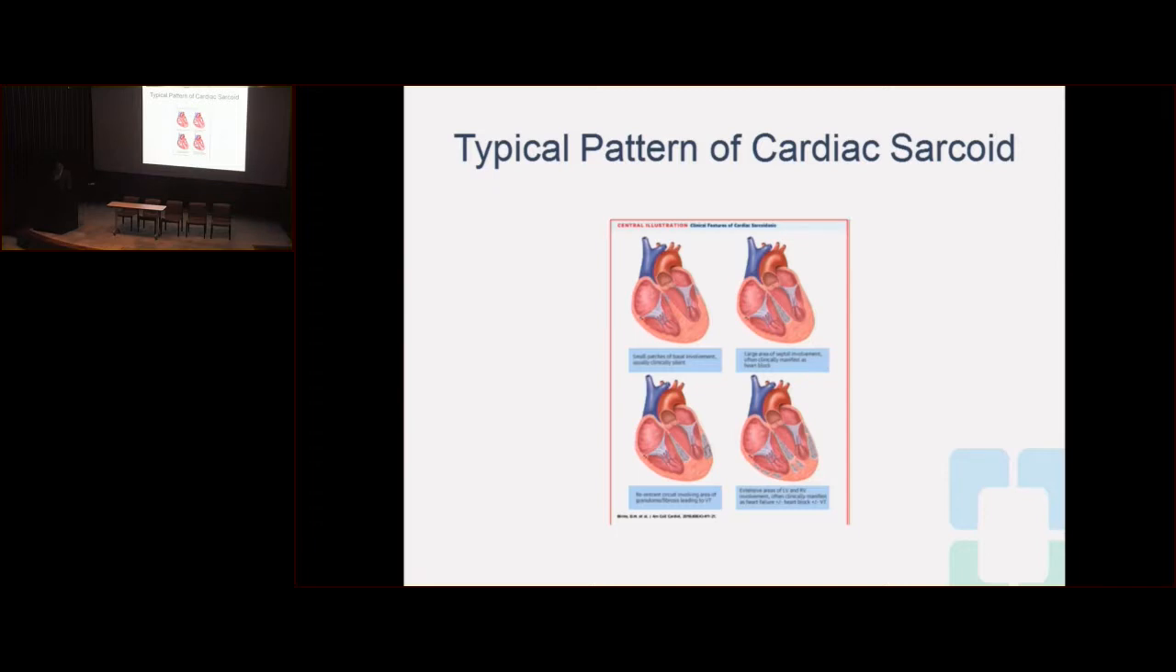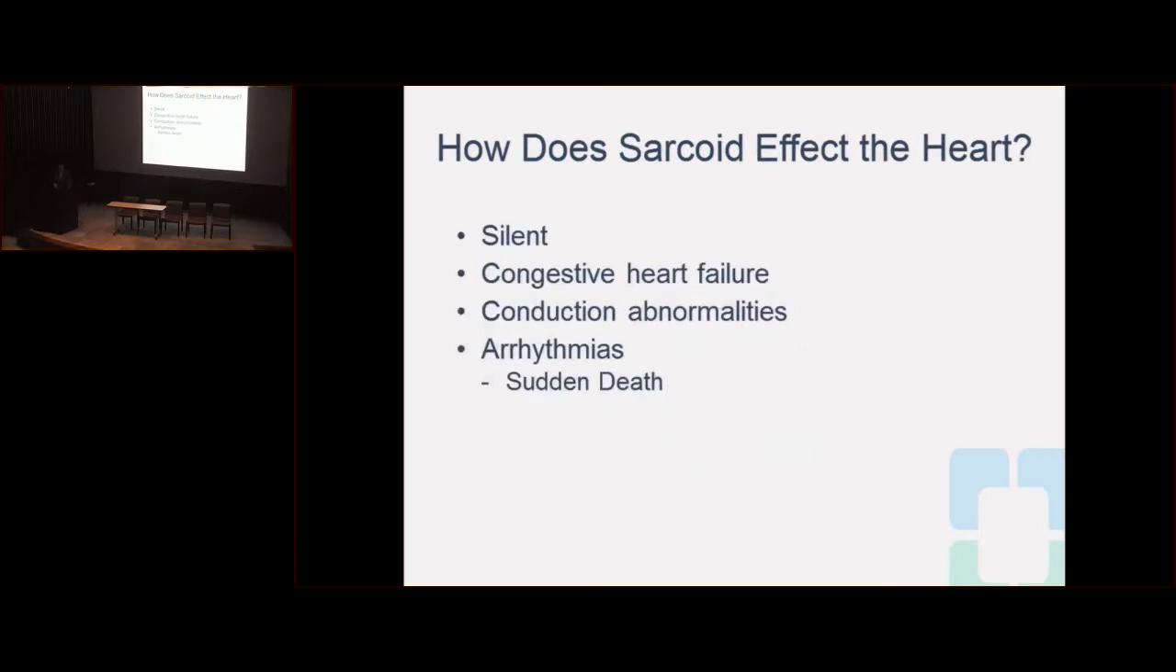And that's notable for us as electrophysiologists because that's where the electrical conduction fibers of the heart live. So if you have inflammation there, you can have injury to those electrical conduction fibers. So how does sarcoid affect the heart? Well, as we talked about, in many people where imaging studies show some involvement of the heart, it may not cause any problems at all. It can be silent. But it can cause congestive heart failure, conduction abnormalities and arrhythmias, including potentially lethal arrhythmias that are lumped into a category that we call sudden death.